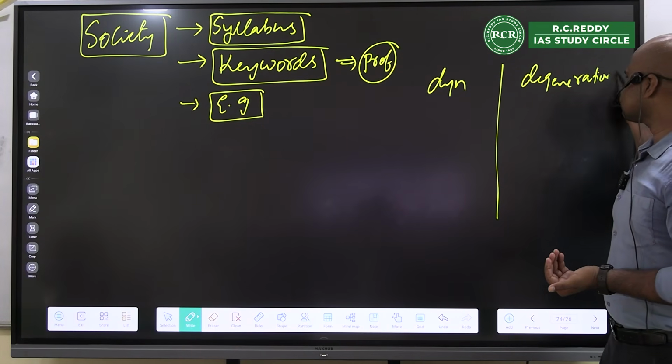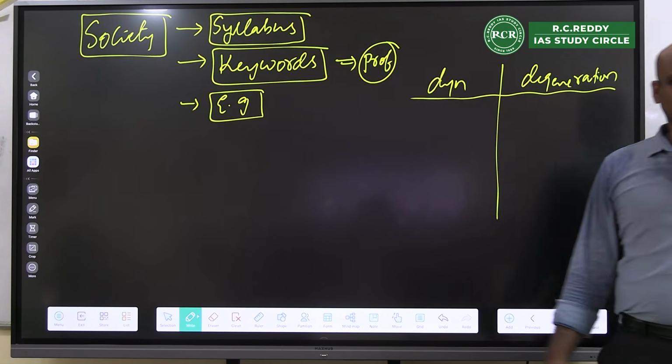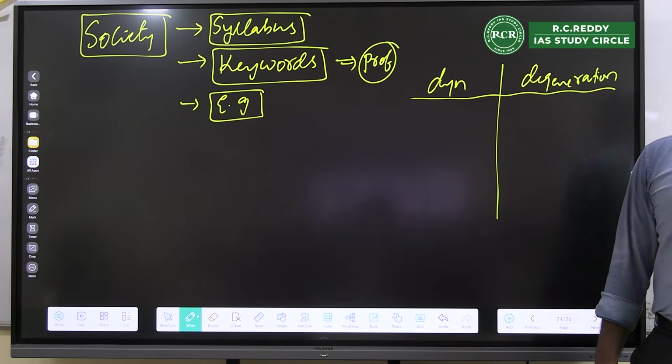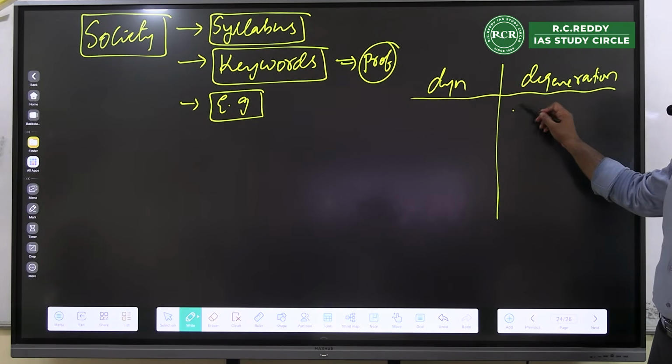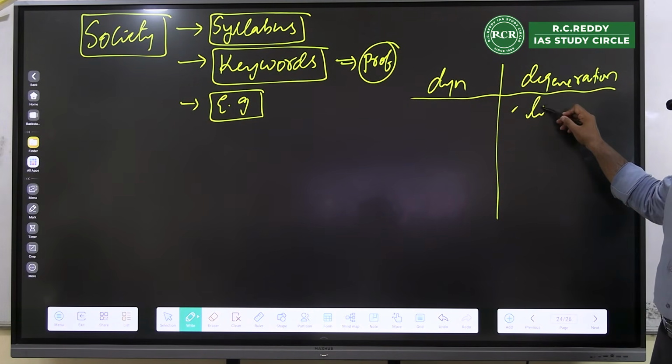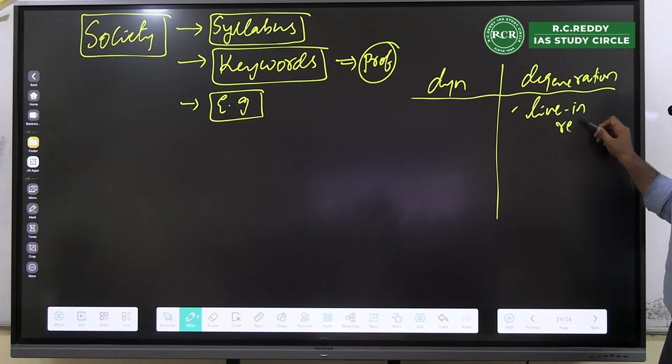Right? Both are happening in the marriage system. Degeneration, what's happening, my dear? People losing faith on marriage, so we see growth of live-in relationships.